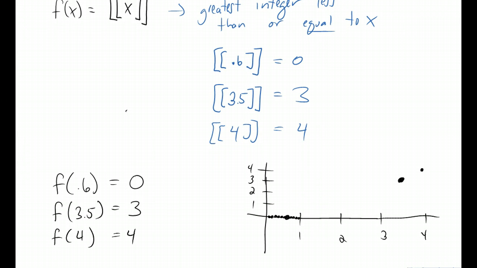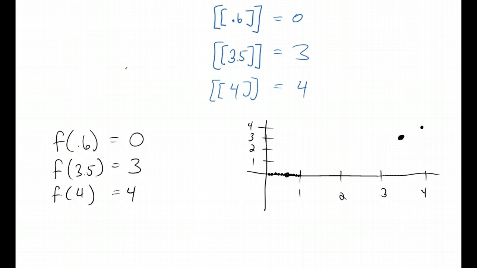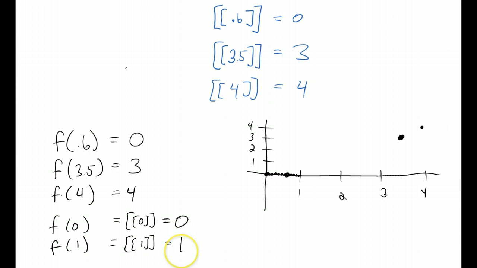Now, we do have to consider a detail here. We do have to consider what is f of 0, and we also have to consider what is f of 1. F of 0 is the greatest integer less than or equal to 0, and I think that is just 0. Now what about f of 1? The greatest integer less than or equal to 1 is going to be 1.